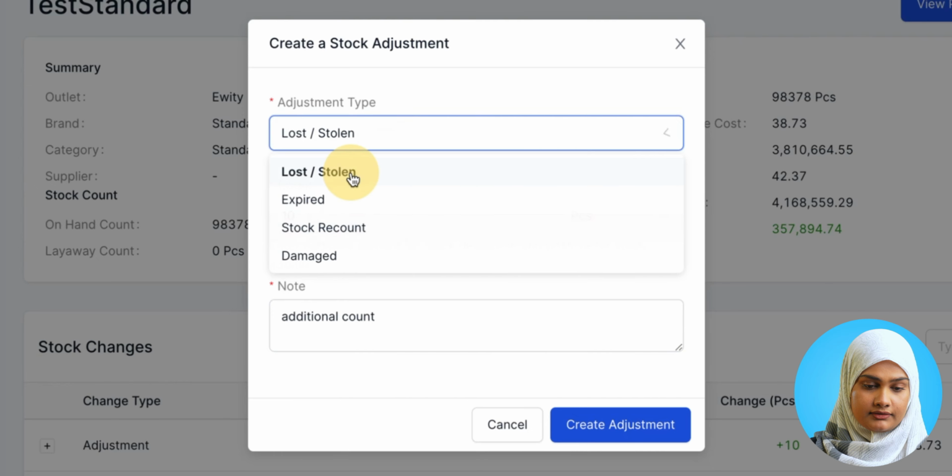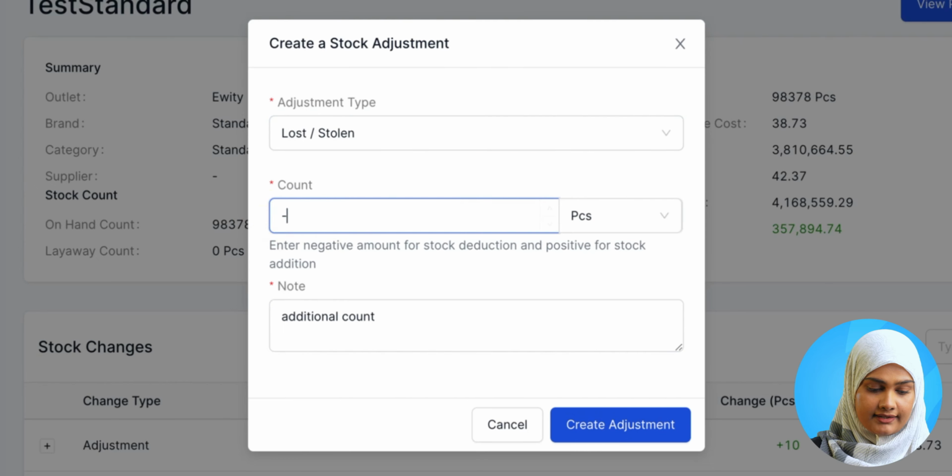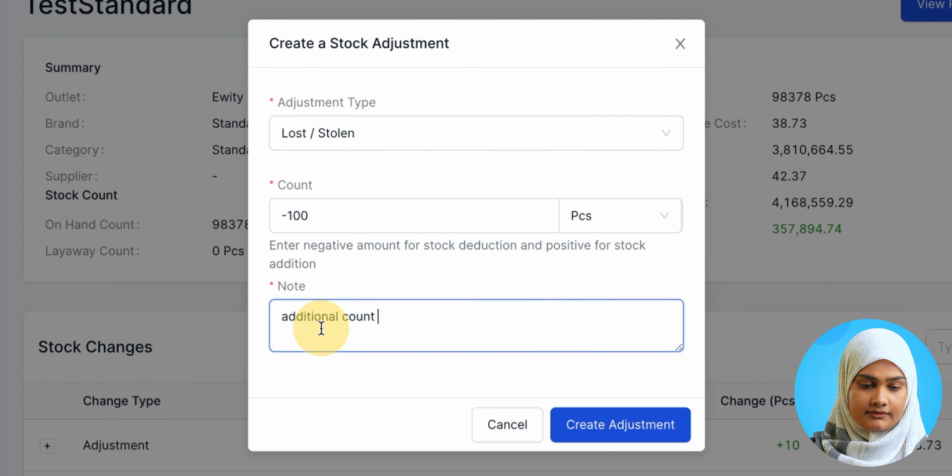However, if you're making a negative adjustment, ensure to include a minus sign. For example, minus 100, and the reason, lost. After that, you can go ahead and select create again.